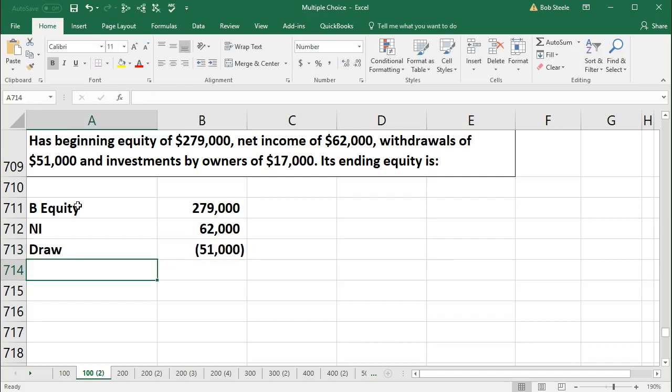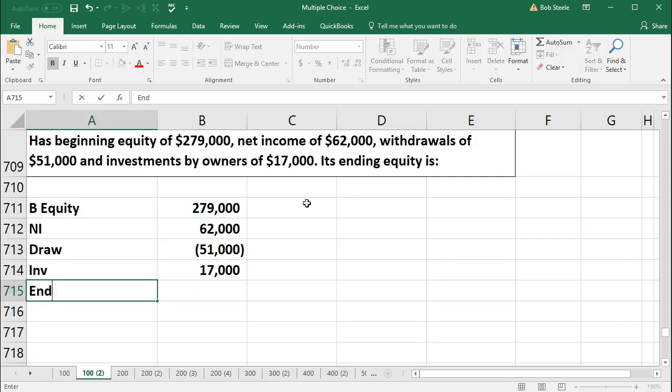And then we have investments. That's what the owner is putting into the company, and that's going to represent an increase in equity, although it doesn't increase net income, because it increases what is owed back to the owner. So we're going to put investments, and that's going to be $17,000. So we've got beginning equity plus net income minus draws plus investments should give us ending equity.